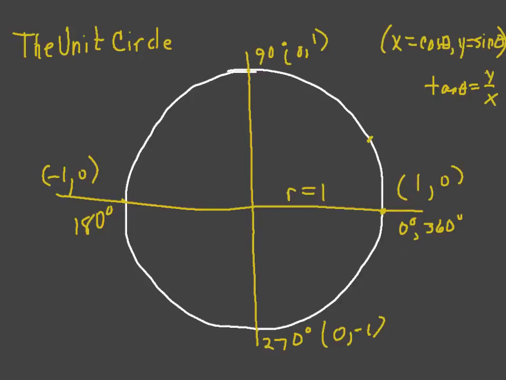Now let's do the sine. The sine of 0, or 360, is 0. The sine of 90 is 1. The sine of 180 is 0. The sine of 270 is negative 1, just by looking at the y's.